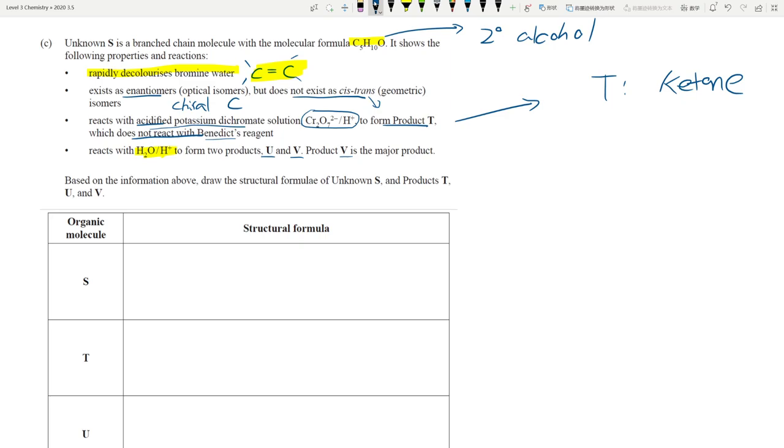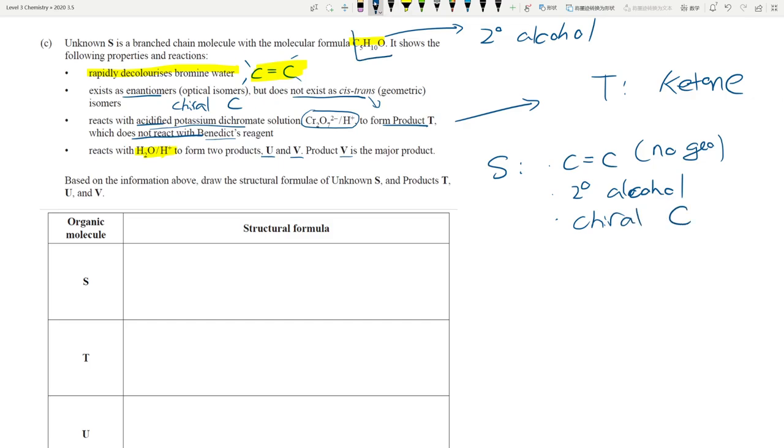So how do we figure this out? You can use trial and error. I think the easiest way to figure out this particular question is to start with S. So we know a few things about S. S has a C=C double bond. S is a secondary alcohol. It has no geometric isomers, and it has a chiral carbon. So there are only so many molecules, probably only one, that fits the criteria with a formula of C5H10O.